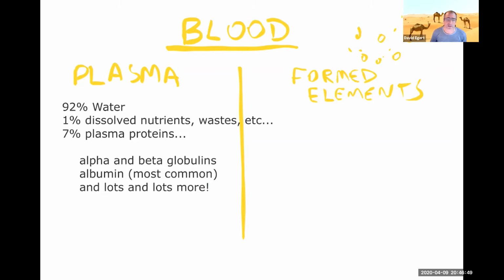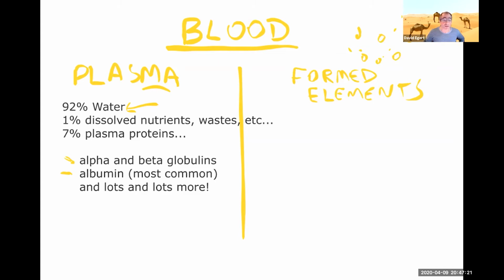So let's talk a little bit about what they're doing. One thing that they can do: if you want to transport something in the blood, it has to dissolve in water, right? Plasma is water, but there are things that you want to transport in the blood that don't dissolve in water very well, like steroid hormones. There's a bunch of vitamins that are lipid-based, fat-based, that don't dissolve.